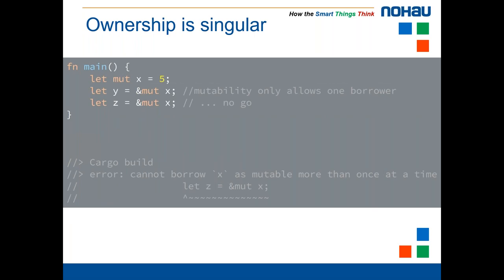What is not okay is that you can only have one mutable borrow. As you can see, the compiler will say that let z equals mutable x is not fine because we already assigned y to borrow. So key concept here, simple example, but these are the things that are part of the learning curve on how to get up to speed on Rust.